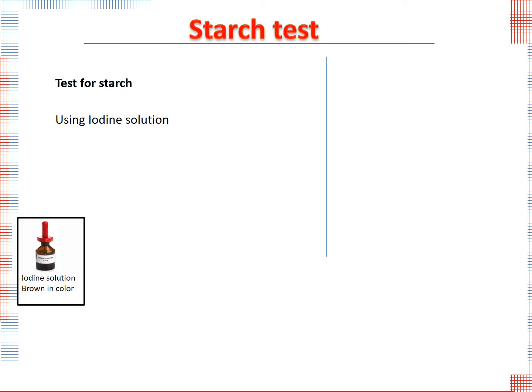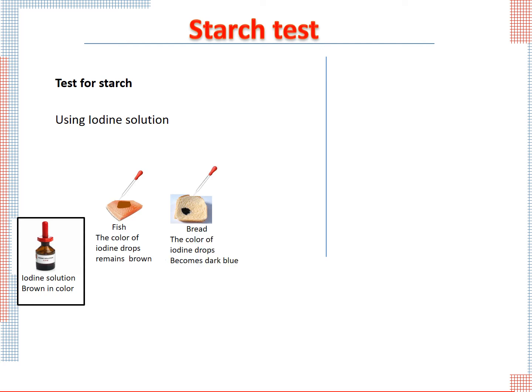Test for starch. Using iodine solution. Consider the different kinds of food, iodine solution, which is brown in color, and a dropper. Use the dropper for adding a few drops of iodine solution on each piece of food as shown in the figures. We add iodine solution on a fish. The color of iodine drops remains brown.